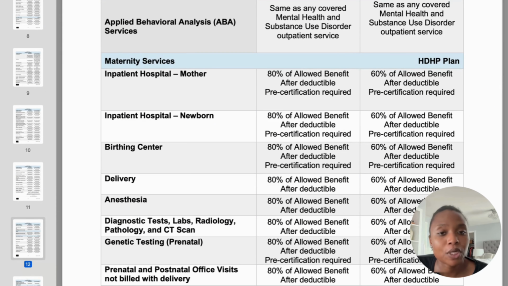And if you want more information about what the allowed benefit means under this plan, then you would hop over to Chapter 1 in the definition section.